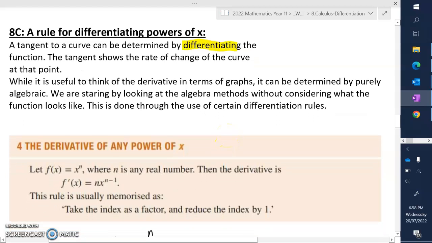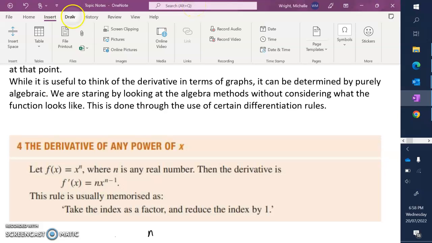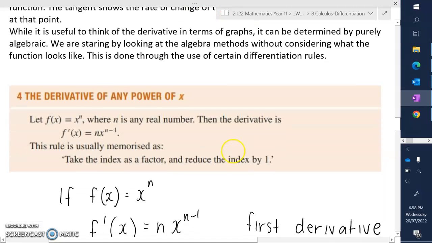While it's useful to think of the derivative in terms of graphs, which is where we're heading, it can be determined purely algebraically, and that's what we're going to have a look at today. We're going to start by looking at the algebra methods without considering what the function looks like, and this can be done through the use of certain differentiation rules. So that's where we are today. Let's have a look at this.